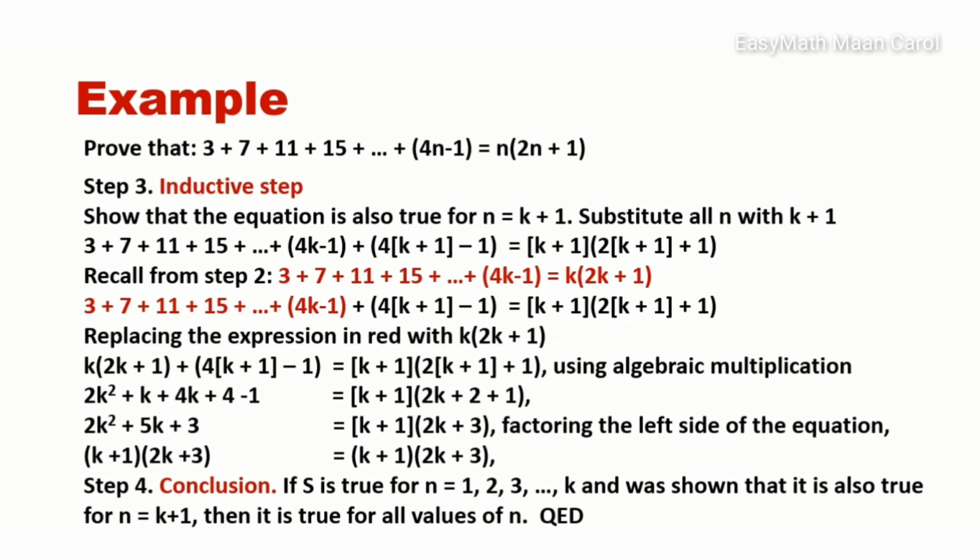Therefore, pwede natin gawin na yung pinaka-step 4, yung last part. In conclusion, if S is true for n is equal to 1, 2, 3, k, and was shown and proved that it is also true for n is equal to k plus 1, then it is true for all values of n. So, yun lang naman, ganun kasimple, di ba? Napakita natin na tama siya sa 1, 2, 3. Equal din siya dun sa k na arbitrary number. At gumawa tayo ng solution at na-prove natin na equal din siya sa k plus 1.